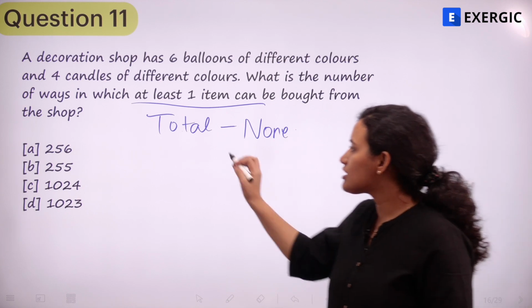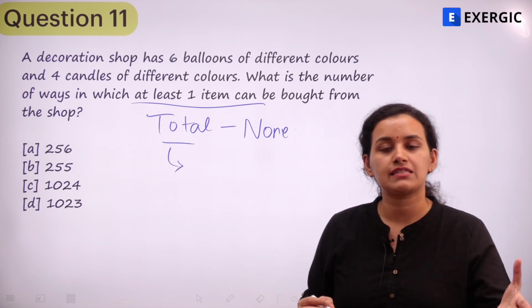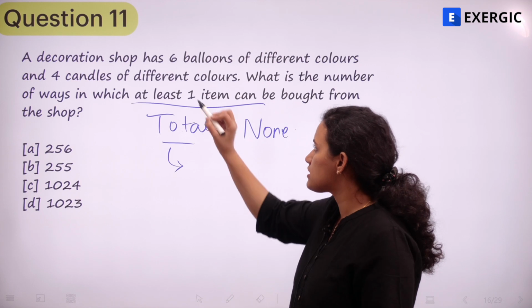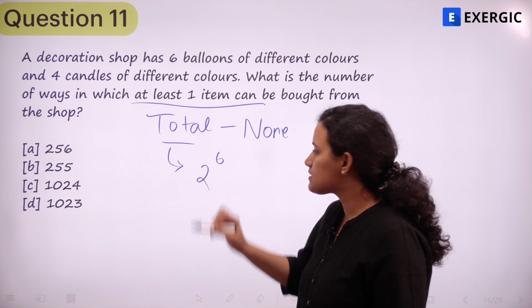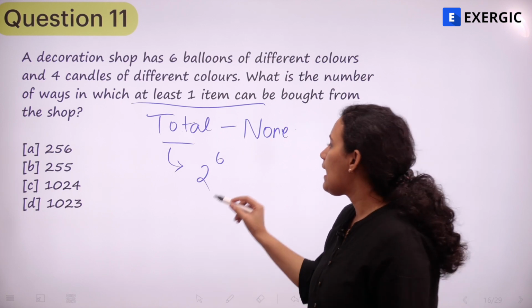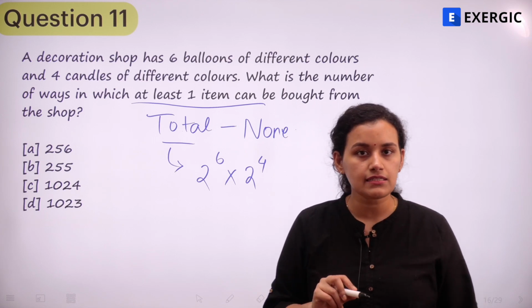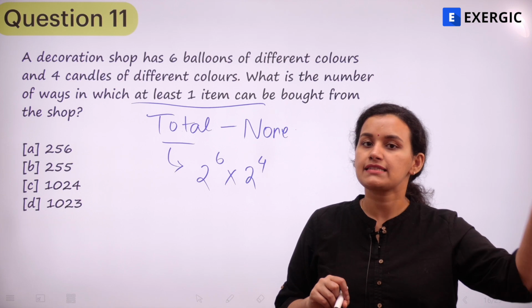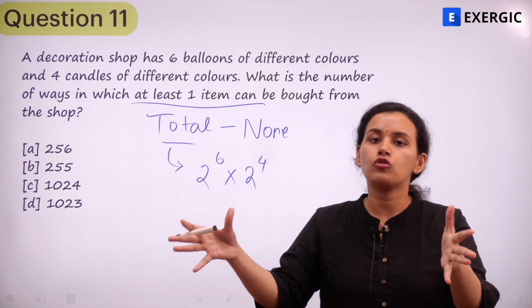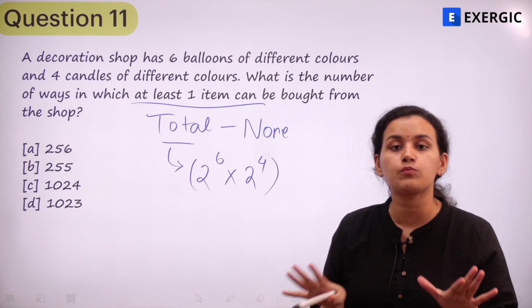Okay, so what is this total? This total is going to be nothing but 0 or more ways to select 6 distinct balloons, right? And 0 or more ways to select 4 distinct candles. This is the total ways that is possible. 0 or more ways to select 6 distinct balloons and 0 or more ways to select 4 different candles. This gives me the total number of selections possible.